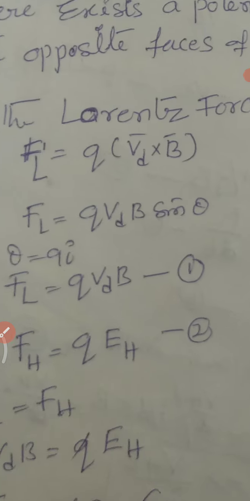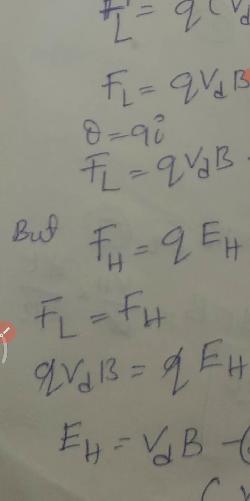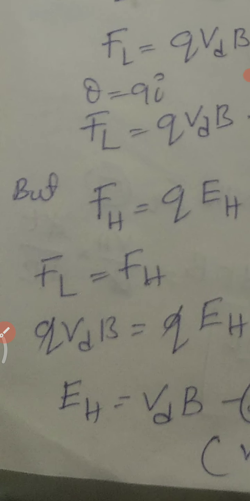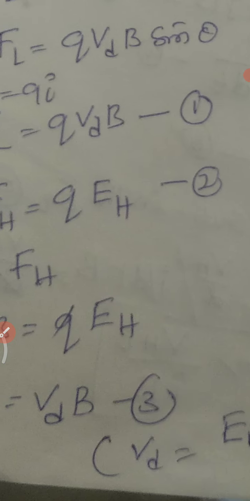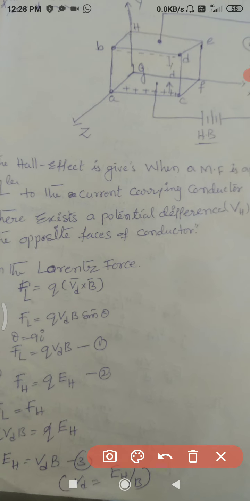But the applied magnetic force is always equal and perpendicular to EH. Then FH is equal to Q into EH, equation 2. Thus the two equations, 1 and 2, are equal. Therefore EH is equal to VD into B, that is equation 3, where we observe the force is applied perpendicular to the magnetic field.